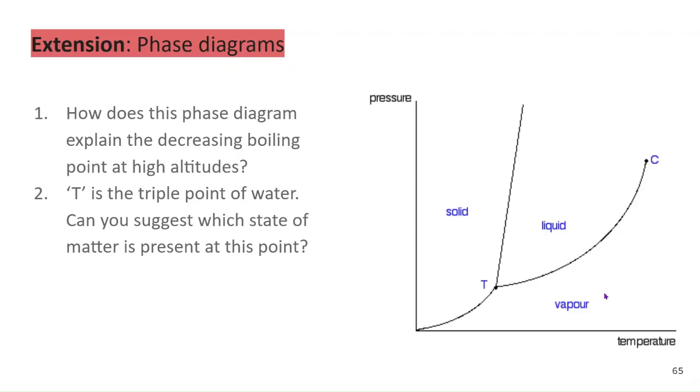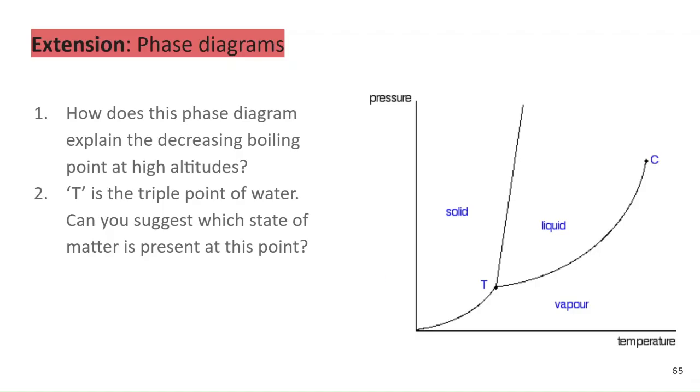Look at this phase diagram. And then number 2 is T, right here, the triple point of water. There's a special point on these graphs. Can you suggest which state of matter is present at this point? So think about those. Take a second, write down your answers.